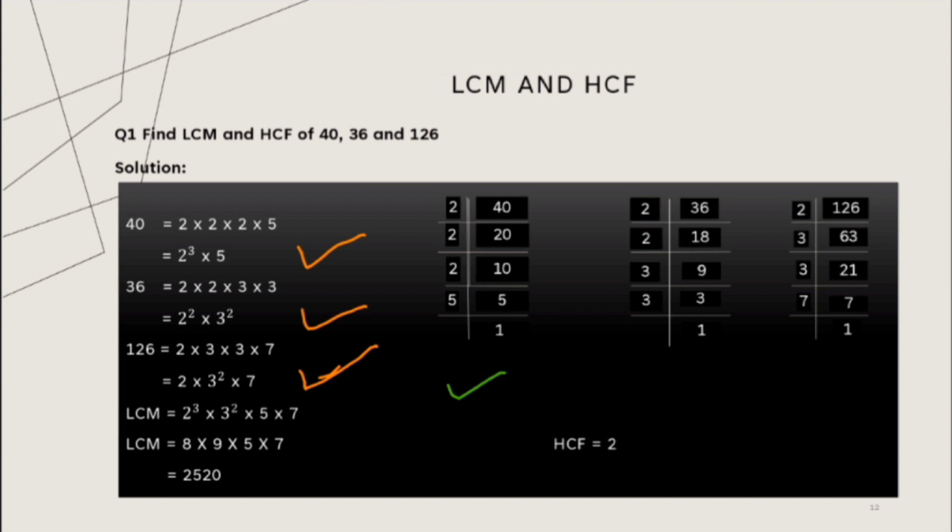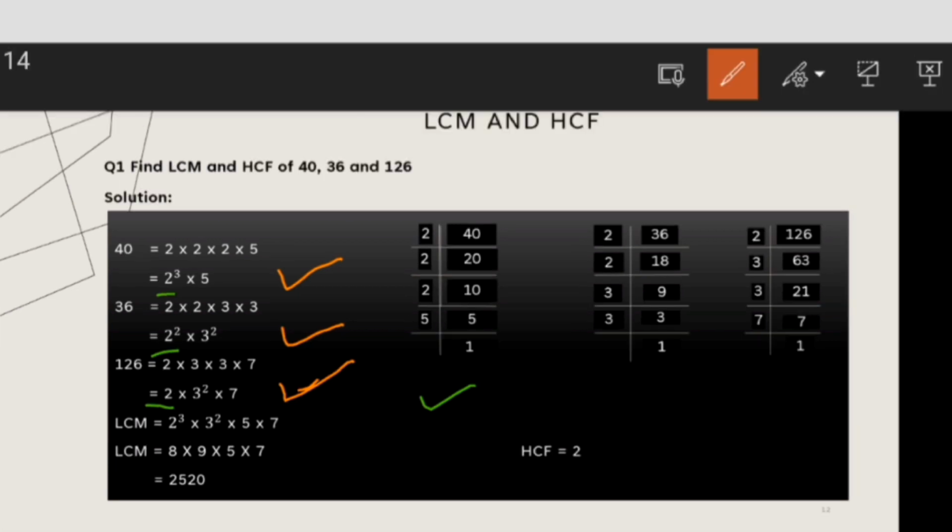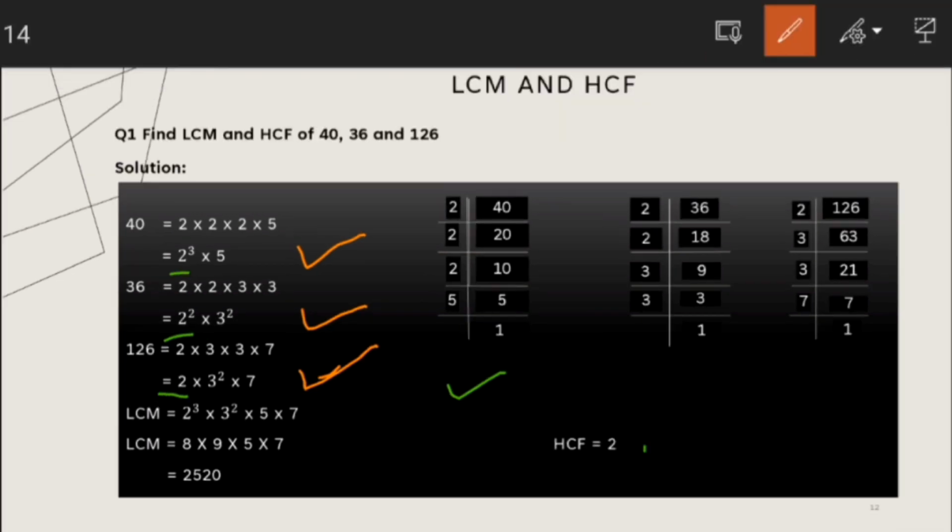You can see 2. 2 is here, 2 is here, and 2 is here. For HCF, you are going to take the smallest power of 2. You can see here 2 to the power 3, 2 to the power 2, and where nothing is there it means it is 2 to the power 1. 2 to the power 1 is the smallest power. So the HCF is only 2.